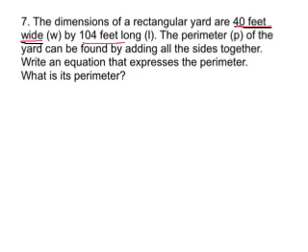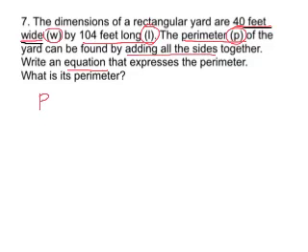And it's 104 feet long. W is the symbol for width, and L is for length. Perimeter P. P is for perimeter, and it can be found by adding up all the sides. So perimeter equals the sum of all the sides. Okay, so first thing it's telling us to do is write an equation. So we'll do that.